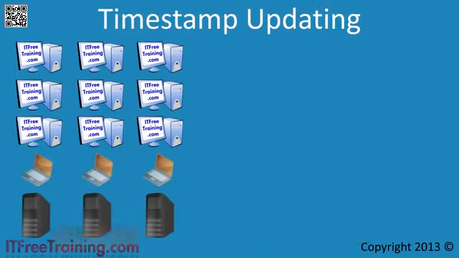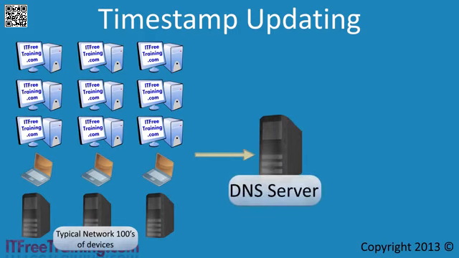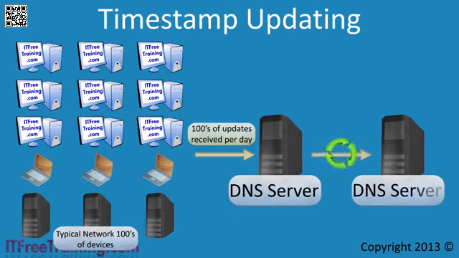Imagine that you have a typical network with hundreds of computers and devices on it. Each day, each of these computers starts up and attempts to update its host record using dynamic DNS on its local DNS server. This results in hundreds of updates received each day by the DNS server. This may not seem like a lot, but when you consider that each of these changes needs to be replicated to the other DNS servers on the network, you can start to see that in a large organization, this can amount to a lot of network traffic.